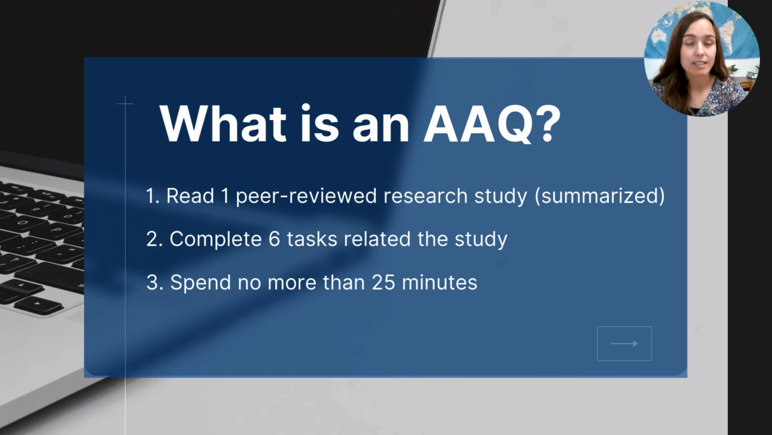You will be asked to complete 6 tasks related to that study. And the College Board will allot students a total of 25 minutes to complete this. Now, 25 minutes is a recommendation. You will actually get a total of 70 minutes to complete 2 free responses, and they recommend about 25 minutes for this particular AAQ. They say students should spend about 10 minutes reading the research study, followed by about 15 minutes to respond to the 6 tasks.